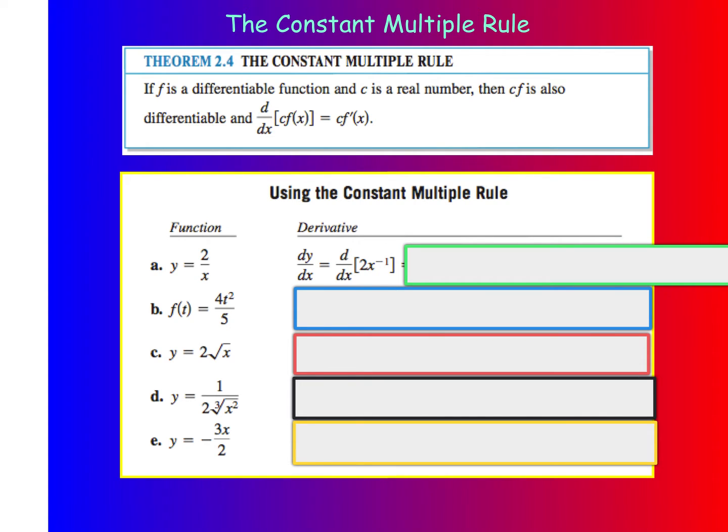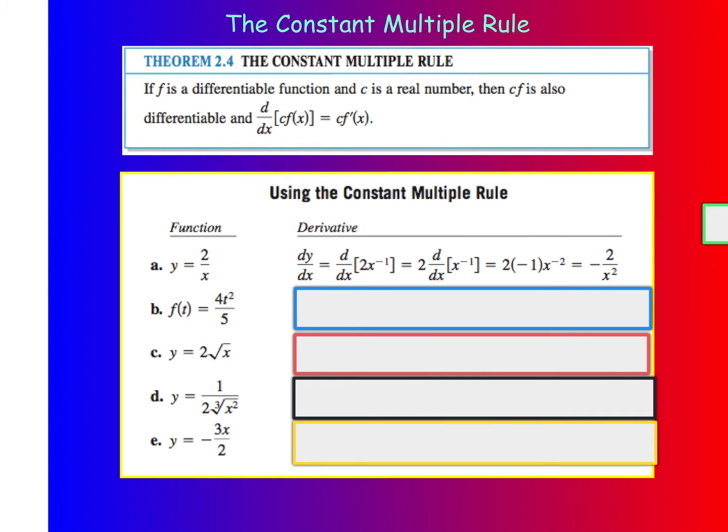I would say 2 times x to the -1. So now when I take a derivative of that, I bring down my -1 to be with 2 to give me what? -2. So now I have -2 and then x to the power of -2. And then I would rewrite it as -2 over x squared.